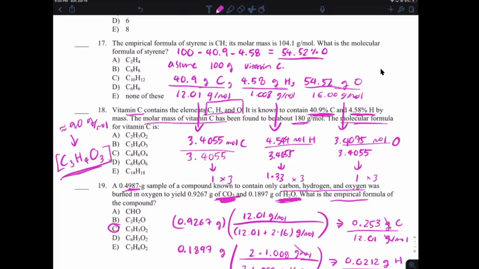So if one of these is 90 grams per mole, how many of these things do we need to get 180? Yeah, 2 of them. So all we have to do is multiply everything by 2, and we get C6H8O6. So the answer for 18 should be D. So yeah, hopefully that will make sense. Are there any other questions?